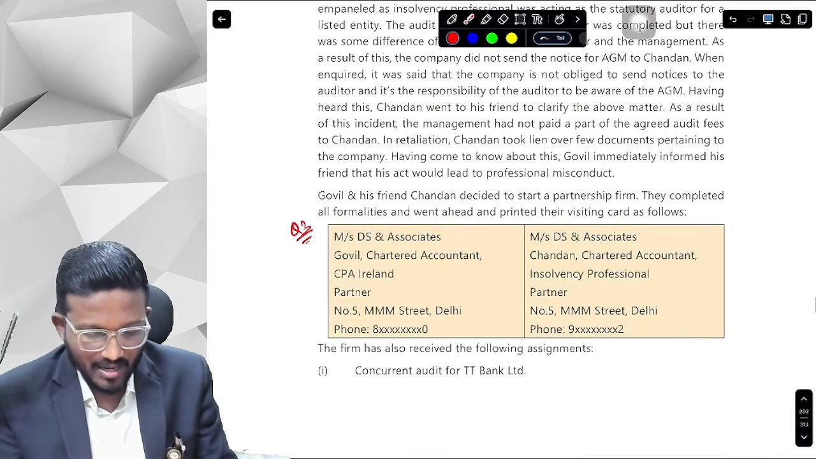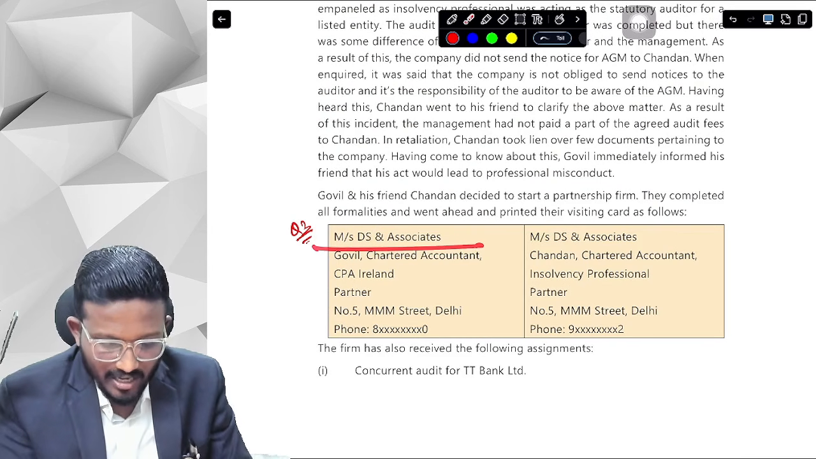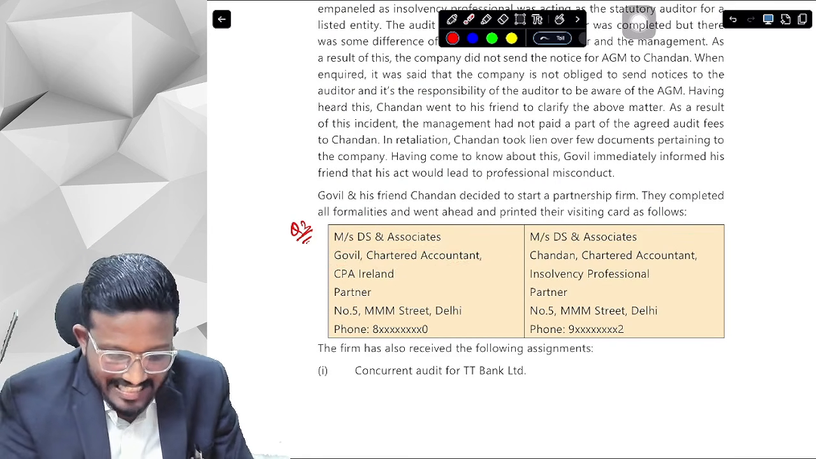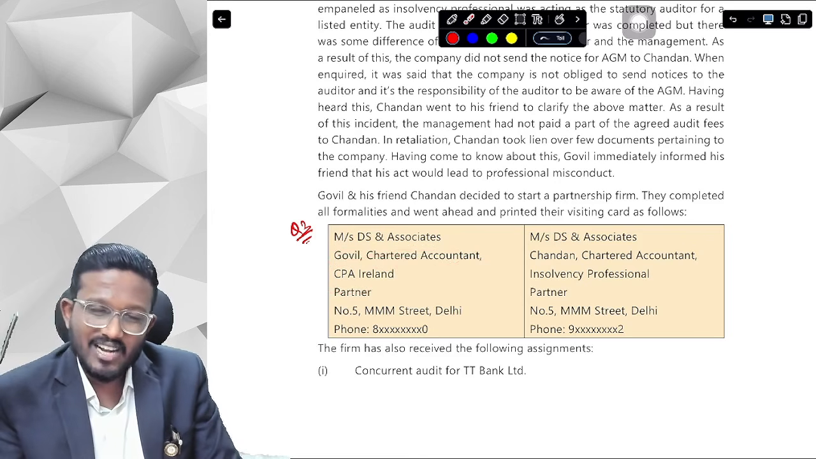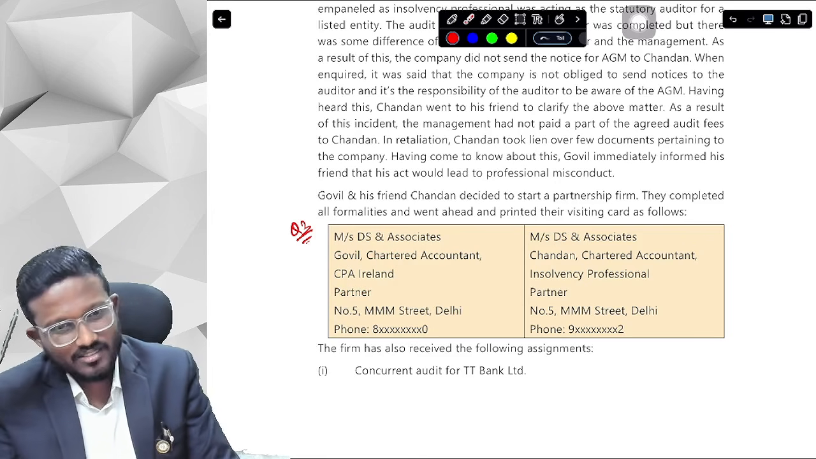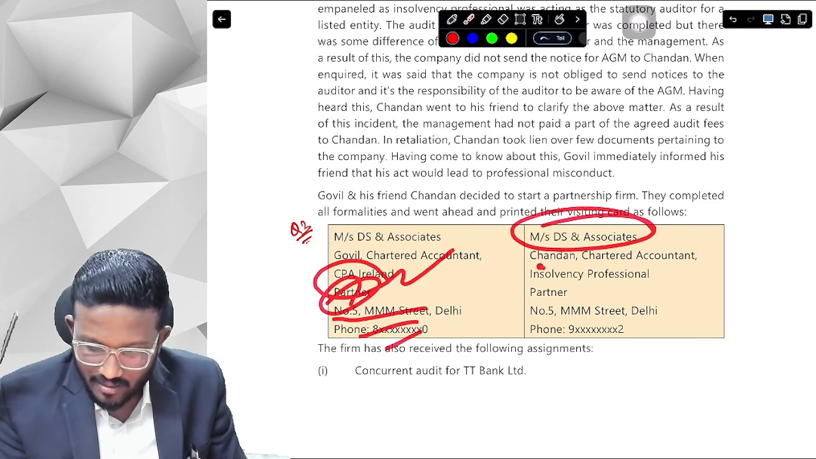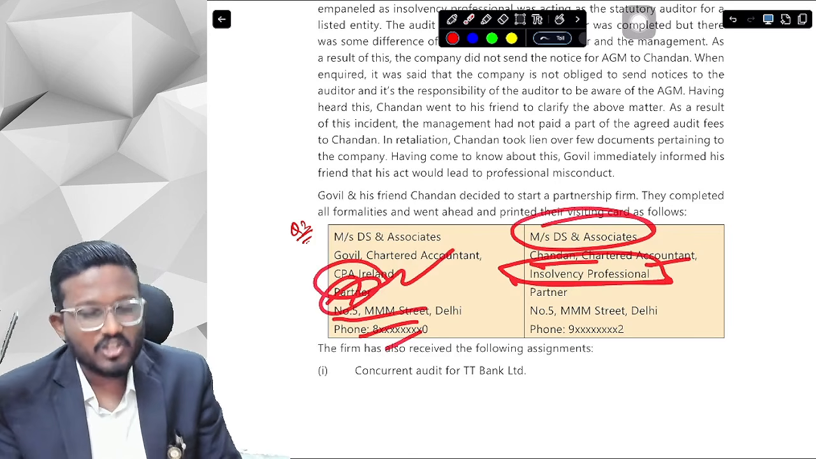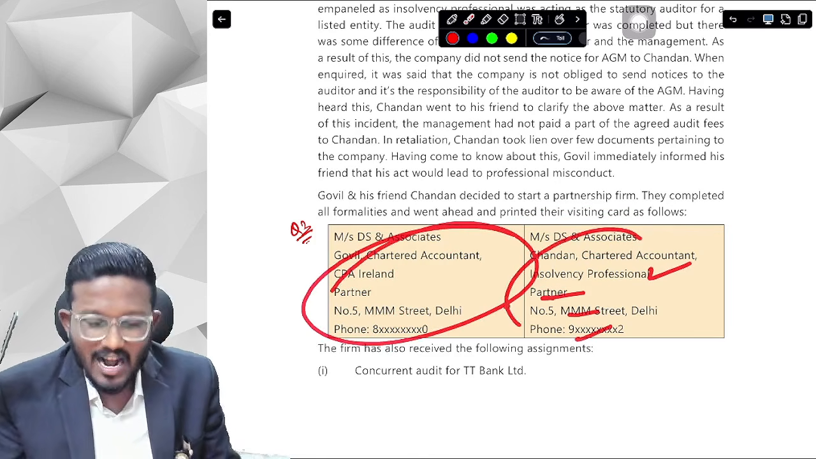So here there are two visiting cards. Here I mention the firm name, the name of the partner, chartered accountant, CPA Ireland. Is CPA Ireland allowed to be mentioned? Yes, it is allowed to be mentioned. Can we mention just CPA? No, it is not allowed. CPA Ireland is allowed. Partner, correct, these are all correct. Next, there is a name and insolvency professional. Is insolvency professional allowed on a visiting card? Yes, it is allowed. So both the visiting cards are correct.